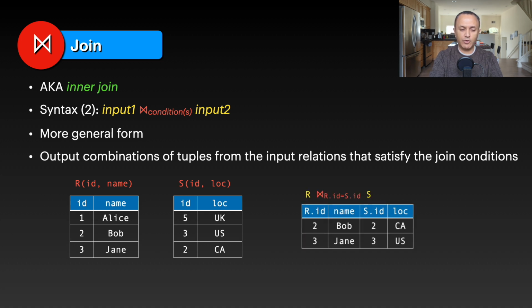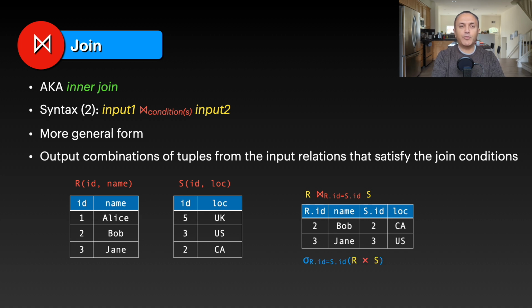We can say join where r.id equals s.id. In this case, again, here's the output. Notice that the ID column here is repeated, and we added the prefix to each side, and then the rest of the columns are there. And again, Alice did not appear, UK did not appear because they did not join with anything. That's the semantics of the inner join.